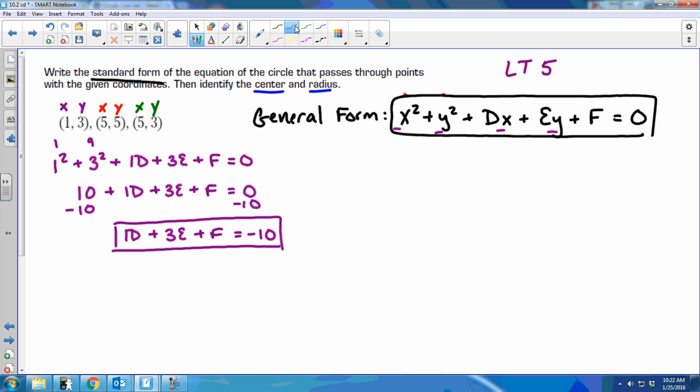So I'm going to do it again for the next coordinate, 5, 5. So I would put it into general form. 5 squared plus 5 squared. Well, 5 squared is 25, plus another 5 squared is another 25. So you have 50 plus 5d plus 5e plus f equals 0. And we need to rewrite that so that all the constants are on the same side. So 5d plus 5e plus f equals negative 50.